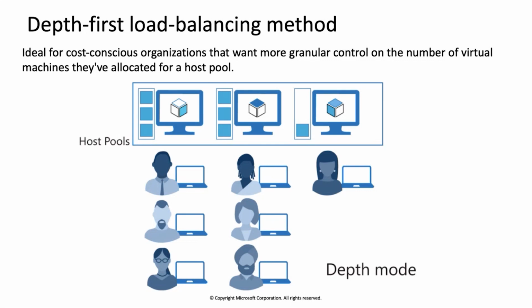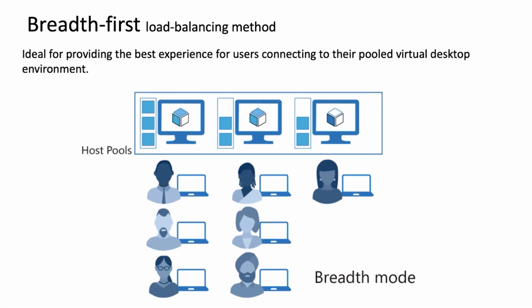Let's go back once again. If I talk about breadth first, this is going to help you distribute the user sessions across the session hosts, right? And depth first is going to help you saturate one session host and then go down to the next session host, right? So these load balancing methods are available, depending on whether you're going with breadth first or depth first.